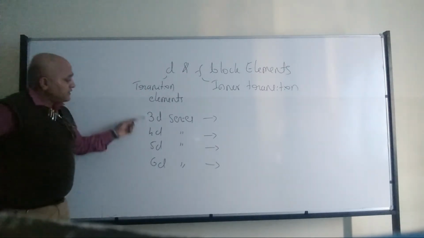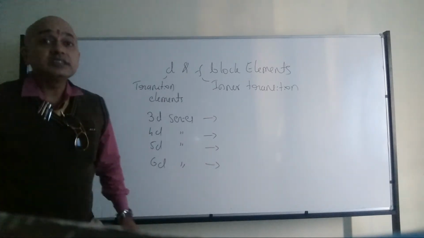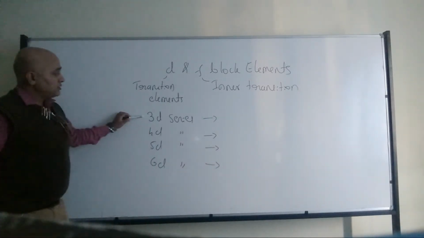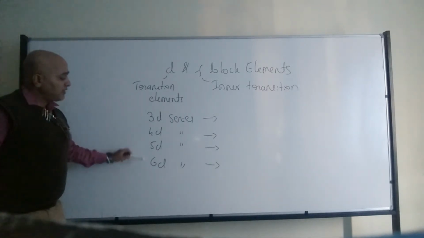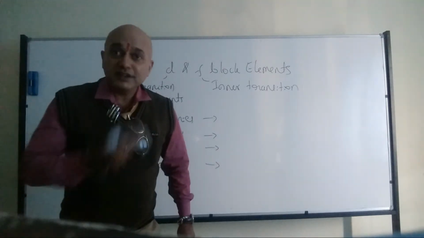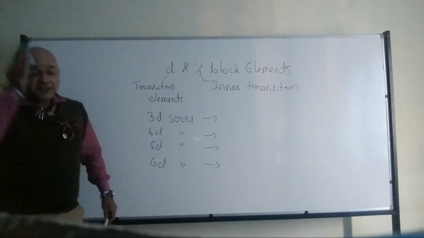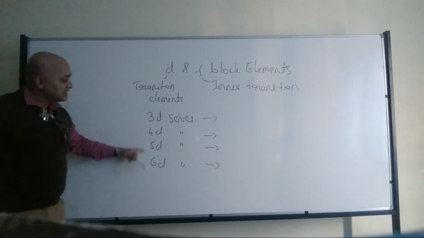These are the different periods which belong to transition elements, that is D block elements. Period number 3, period number 4, period number 5, period number 6. Okay, have all of you understood? So actually it is period number 4. Okay, period number 4, 5, 6, 7.